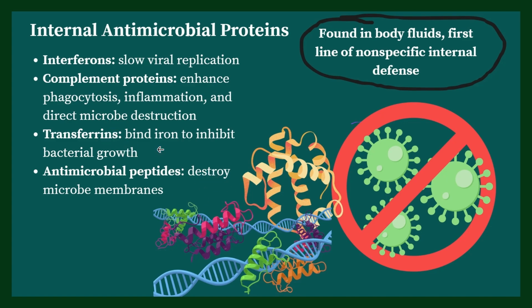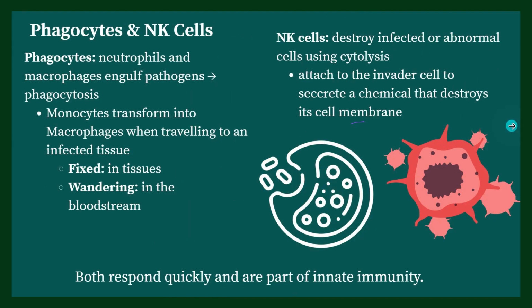Transferrins are proteins that bind up iron because bacteria need iron to be able to grow. And then we have antimicrobial peptides that destroy the membranes of the microbes. So they just create an environment in general that keeps microbes from being able to flourish.